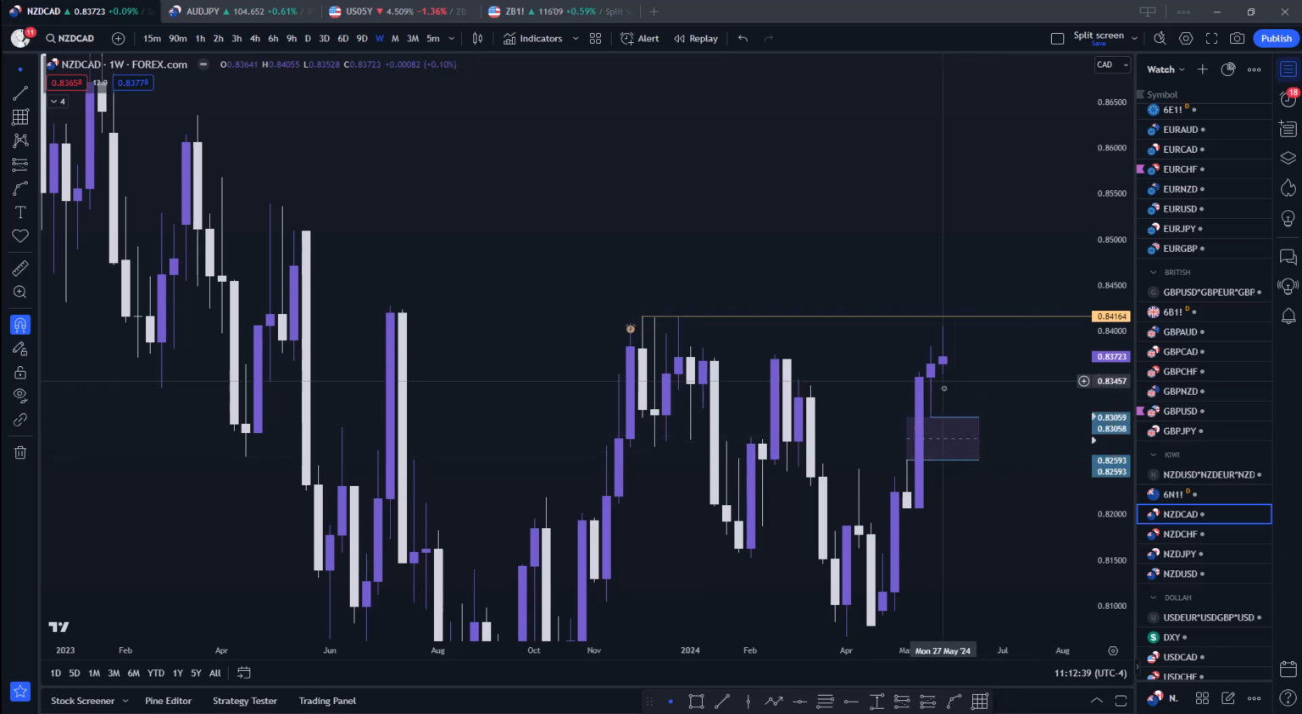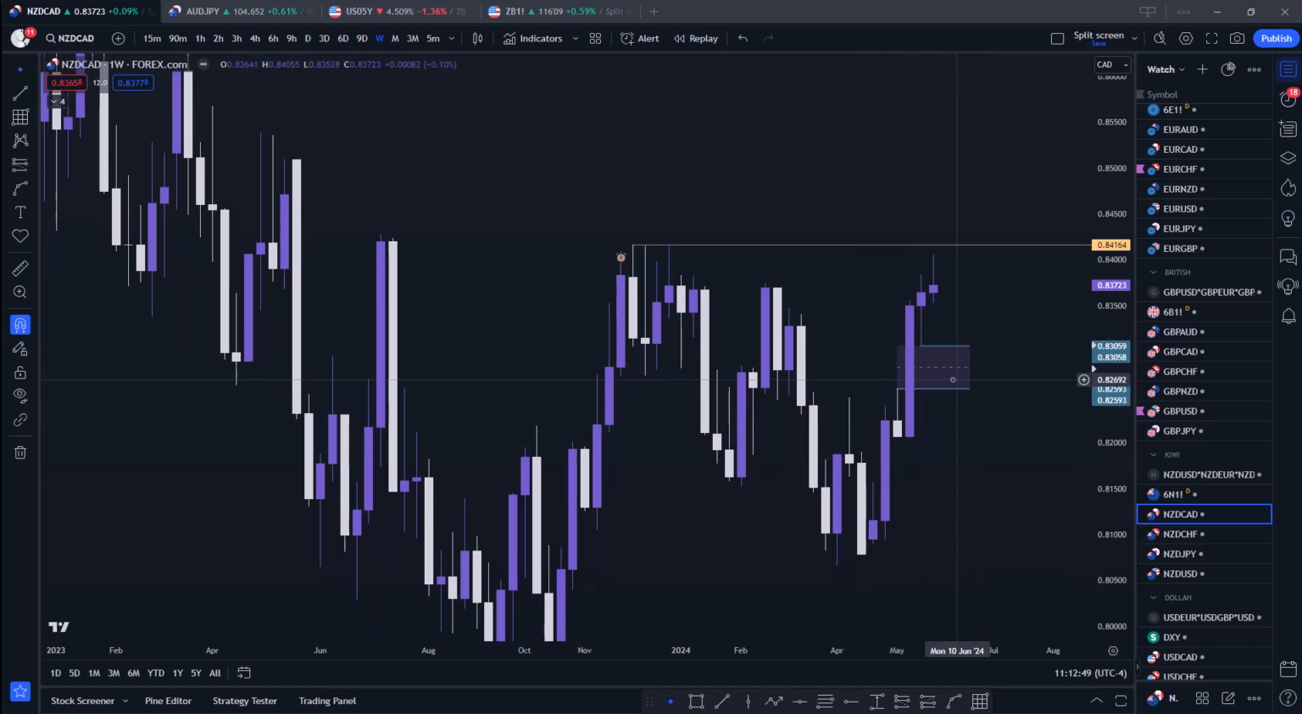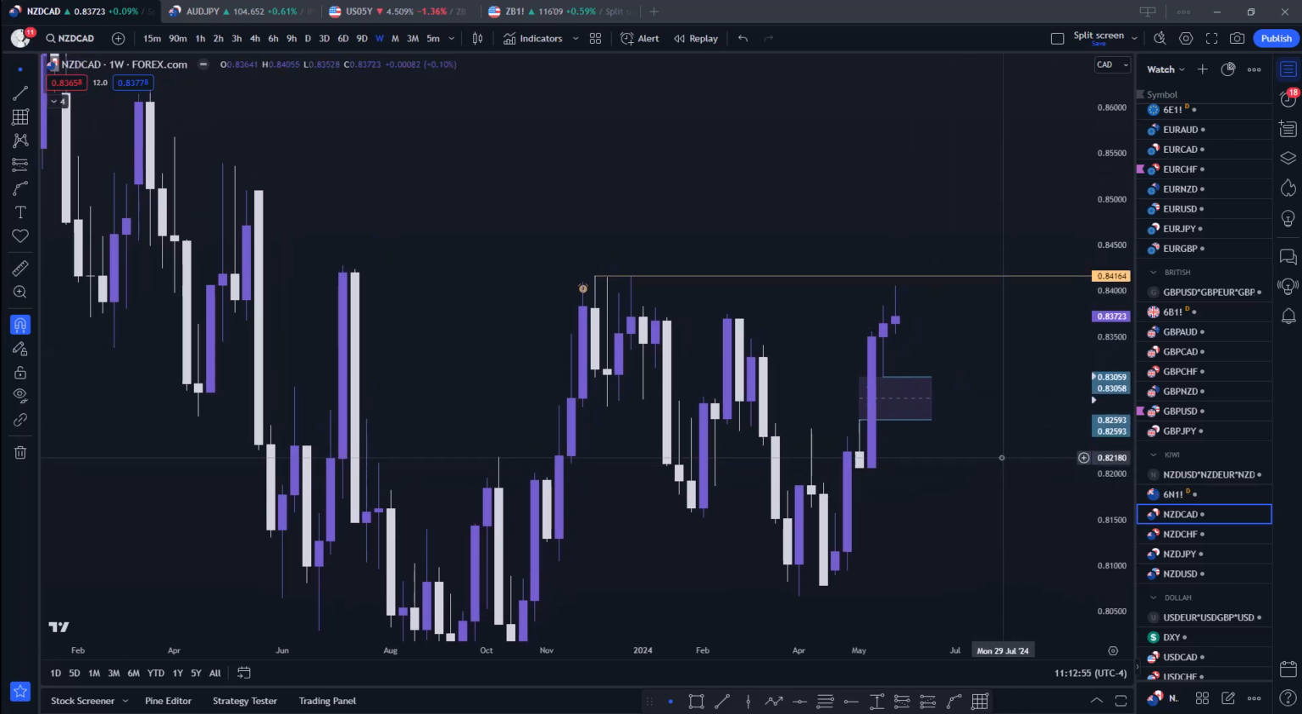I still have my alert set on it in case we do get internal range liquidity and swing all the way to the external relative equal highs. So I'll still be paying attention to this. I have alerts set on both sides. I'm not going to touch either one until my alerts get triggered. So yeah.